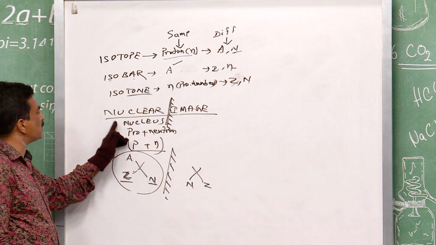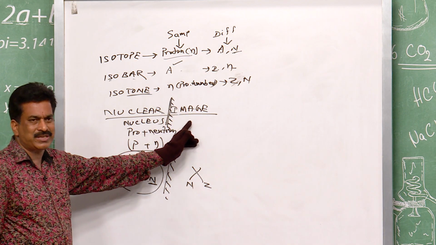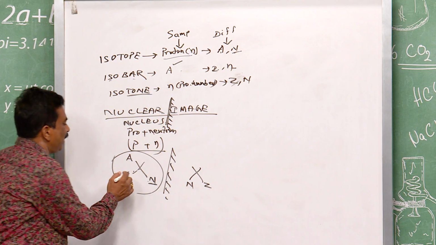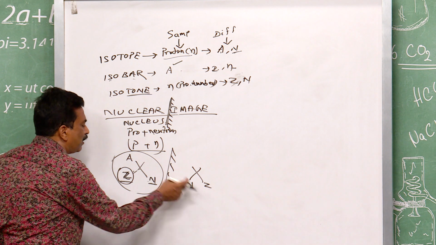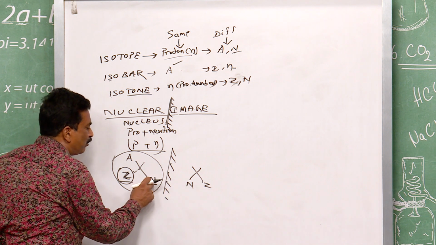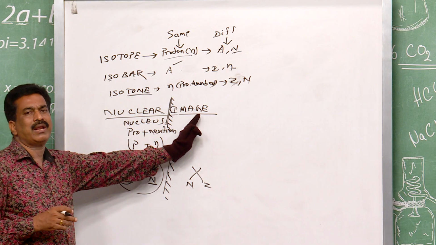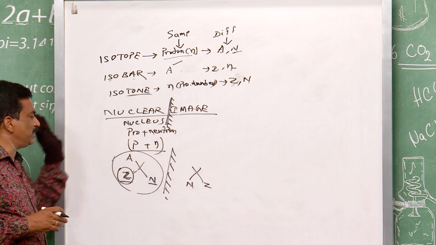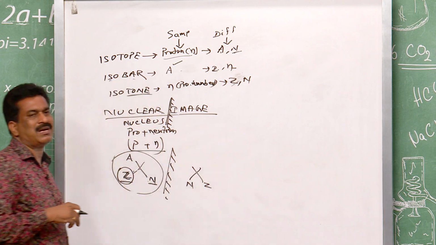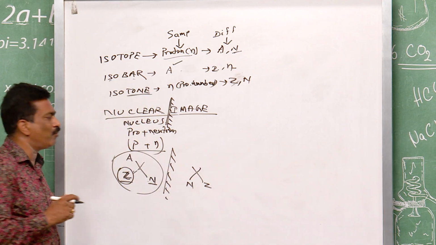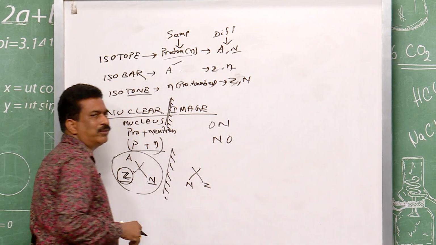So in this case of the nuclear image, it is that type of the characteristics of the nucleus in which there is a change of the proton to the neutron and the neutron to the proton. Therefore it is called the nuclear image. That is one type of example. So which one will be the example? To remember that example, please remember one of the words, either ON or NO.